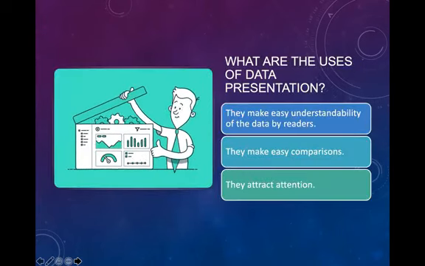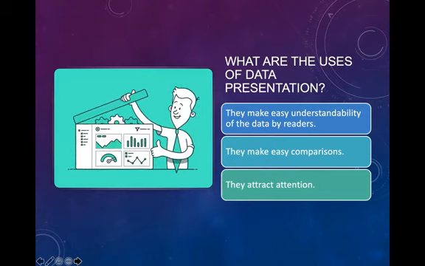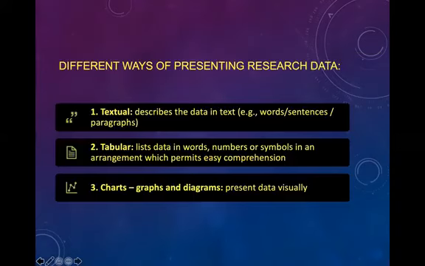What are the uses of data presentation? They make easy understandability of the data by readers, they make easy comparisons, and they attract attention. What are the different ways of presenting research data? Either we can present data using textual, meaning you describe the data in text in terms of words, sentences, or paragraphs, or in table form or tabular, wherein you list data in words, numbers, or symbols in an arrangement which permits easy comprehension, or charts using graphs and diagrams and presenting the data visually.